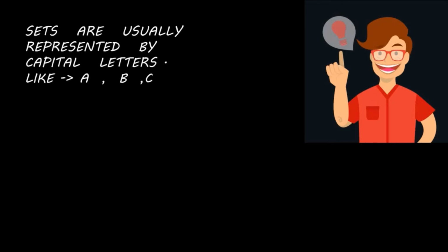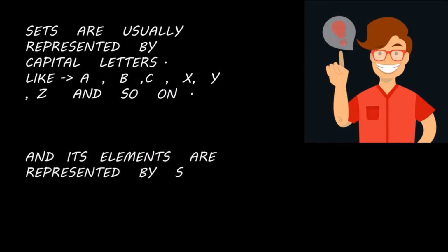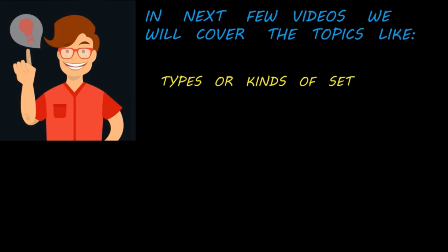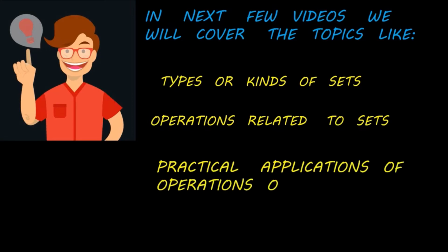Sets are usually represented by capital letters, like capital A, capital B, capital C, X, Y and so on. And its elements are represented by small letters, like a, b, c, and so on. In the next few videos we will cover topics like types or kinds of sets, operations related to sets, and practical applications of operations related to sets.